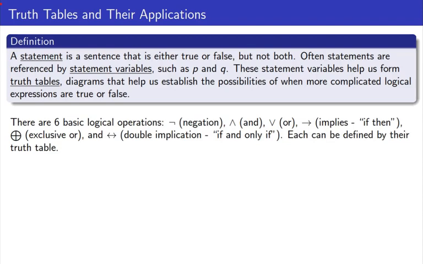There are 6 basic logical operations that we'll use in this particular video. We have negation, which is usually given by this symbol, the AND symbol, the OR symbol, the implies symbol, which is often read if P then Q, the exclusive OR symbol, and the double implication symbol, often read as if and only if. And we'll go through each one and define it with their truth table.